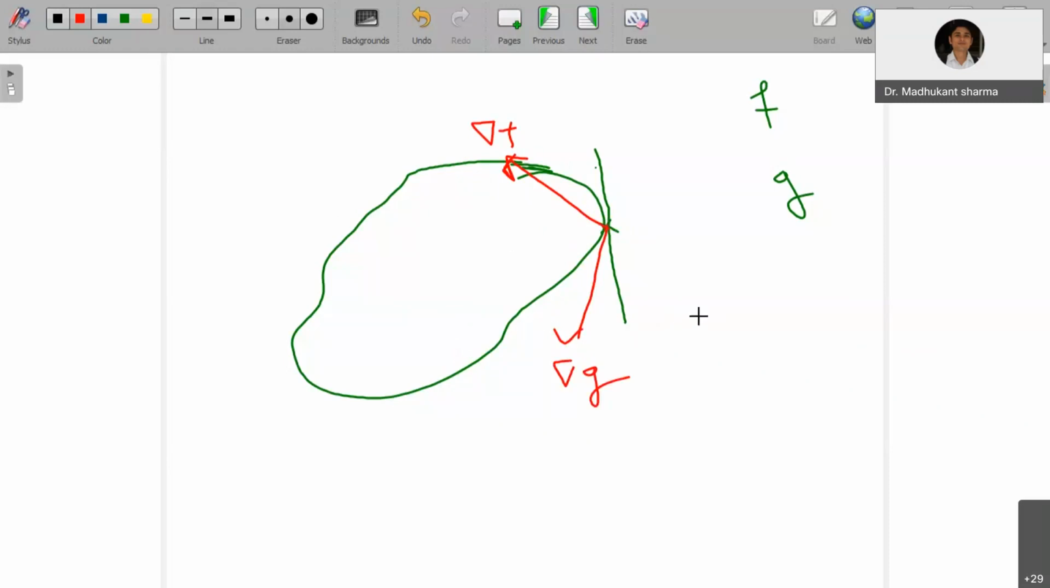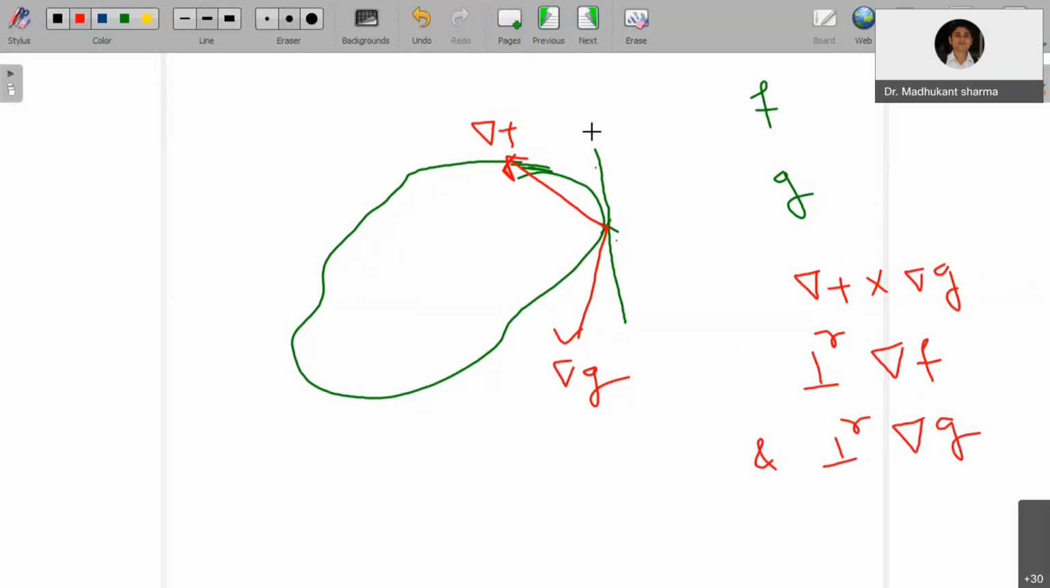Okay, now see this. At any point, this tangent line is orthogonal to grad F. This is also orthogonal to grad G. So if a vector is orthogonal to both, it lies in the direction of grad F cross grad G. You know that, right? Grad F cross grad G will give you the vector which is orthogonal to both grad F and grad G. So the direction will lie in the direction of grad F cross grad G.